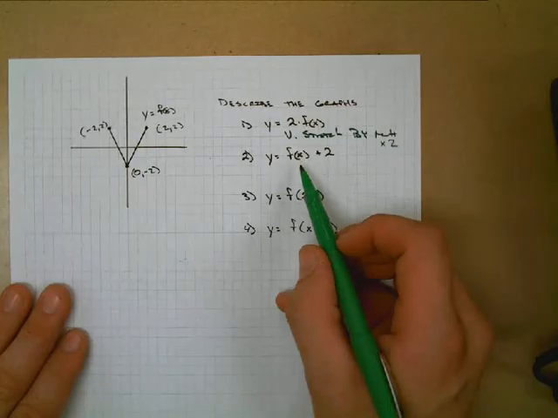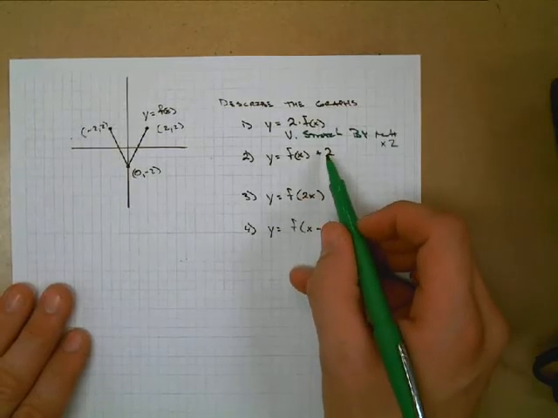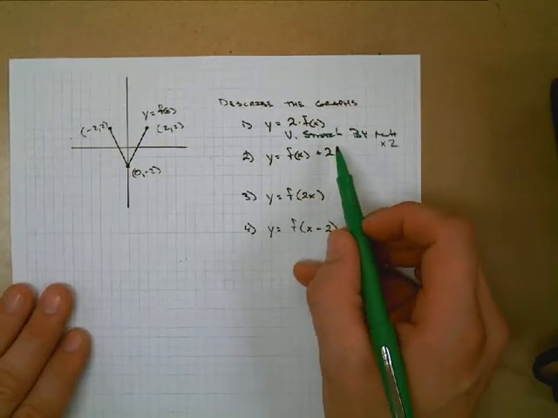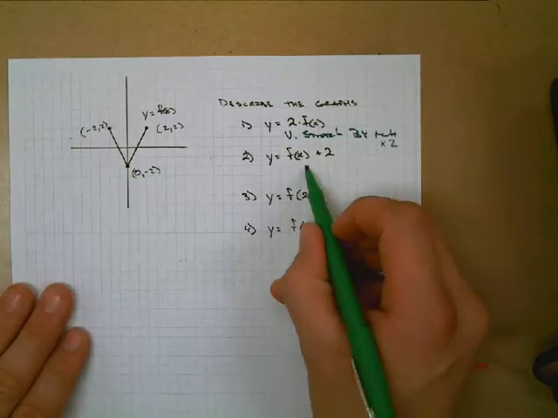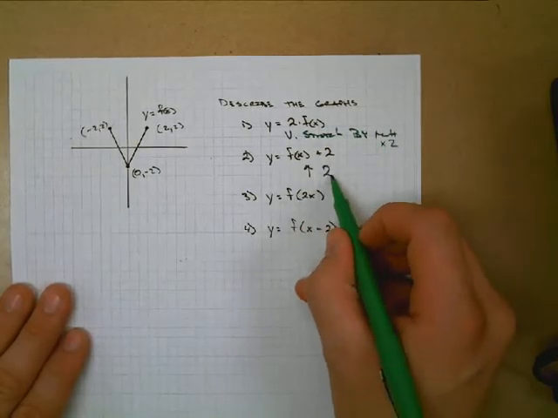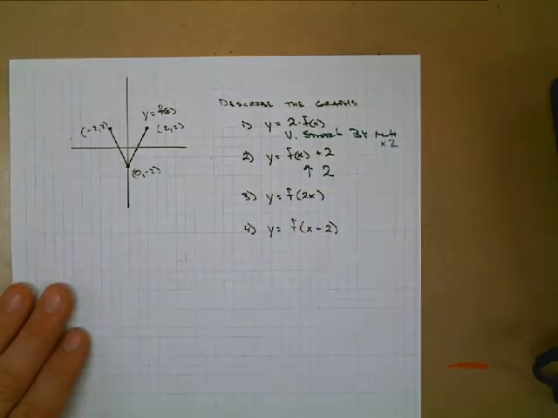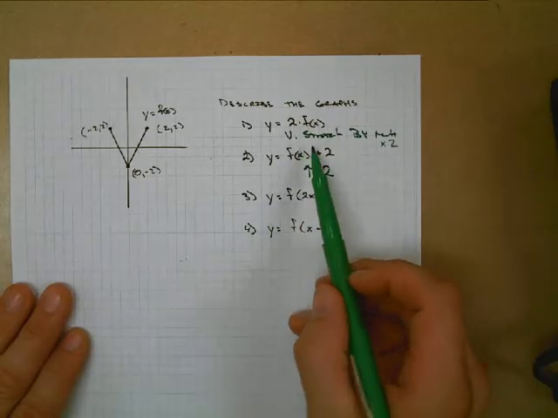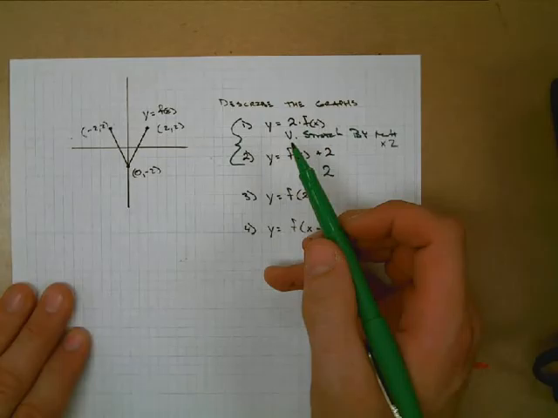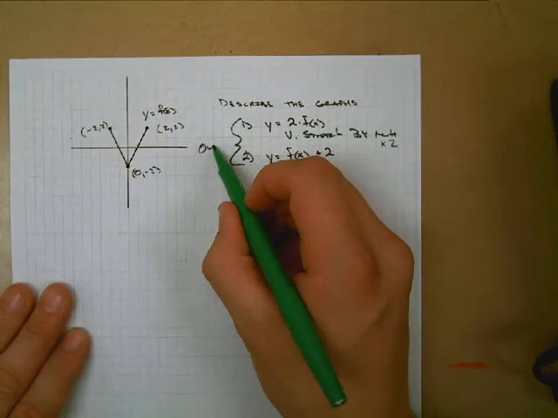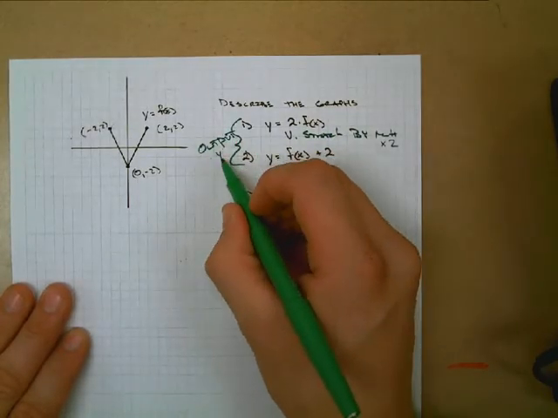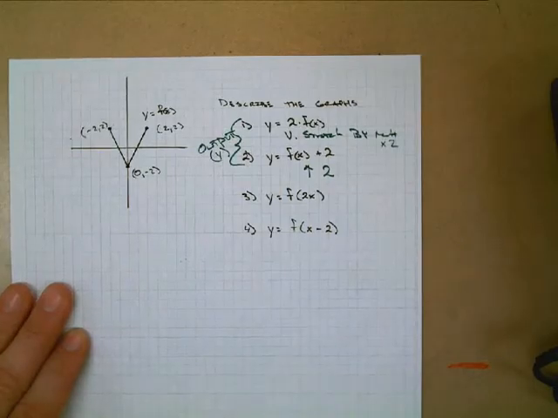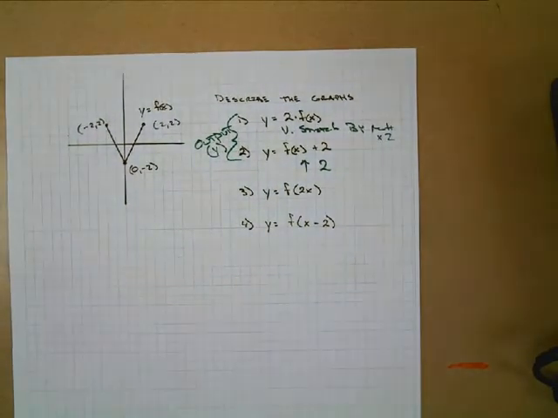Number 2, adding on the outside adds to the output. Output is y. So this actually translates this entire graph up 2 units. Notice both of these two effects in 1 and 2 affect the output. They are output effects, which means it affects the y value. I know this is review. Hopefully it's coming back. Otherwise, stop the video, have a little chat, and iron that out.